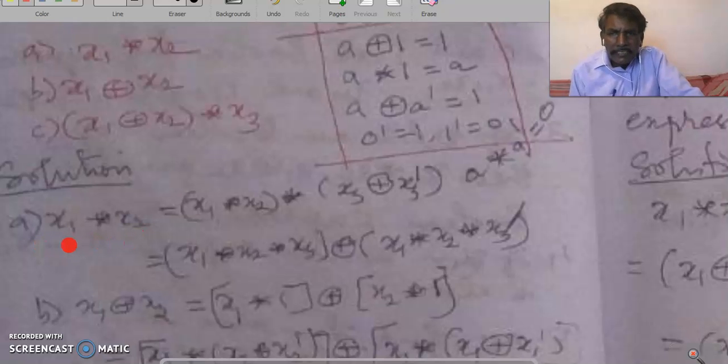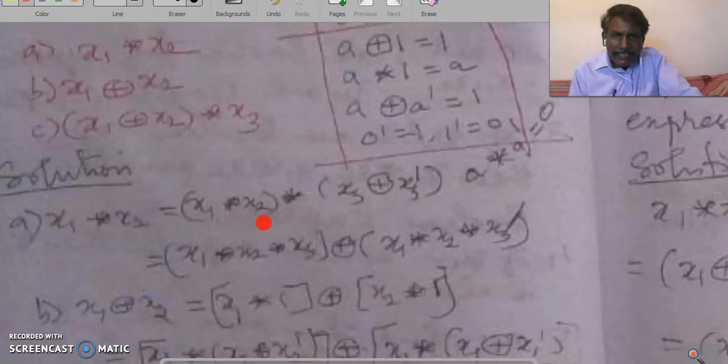That is X1 meet X2. How can we write this in product of sum form? Sorry, this we can write as sum of product form. How can we write that? We'll see here. Now look at this Boolean expression, X1 meet X2.